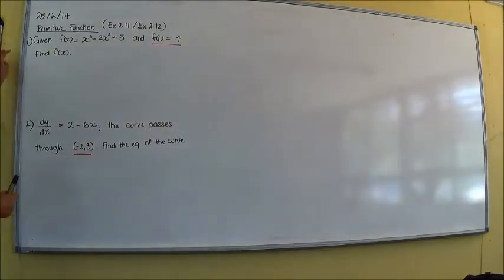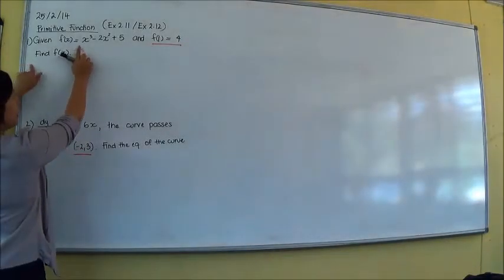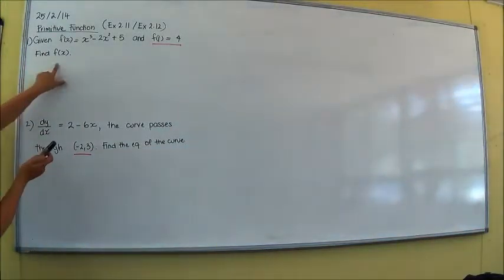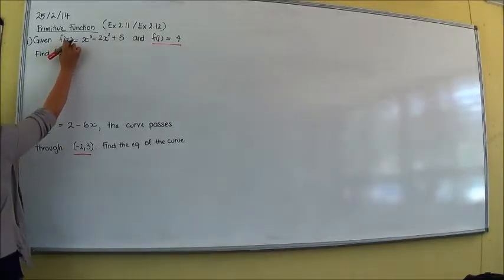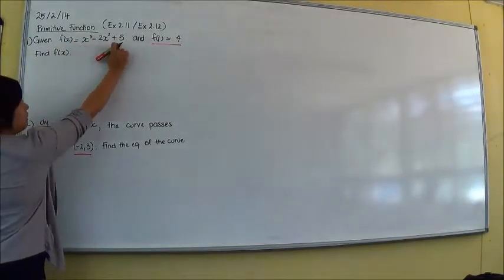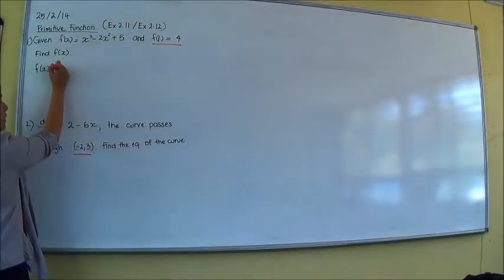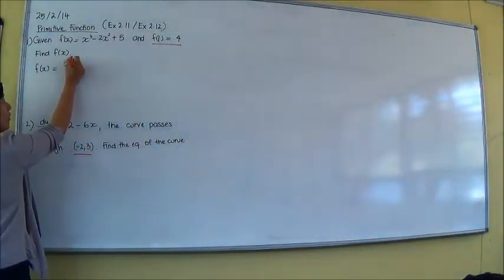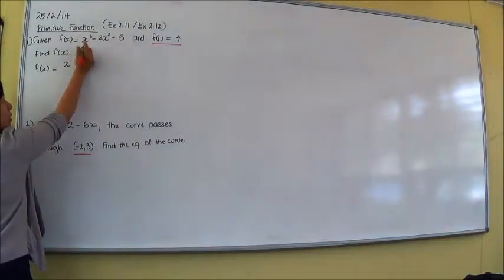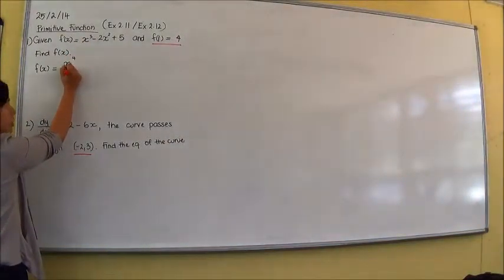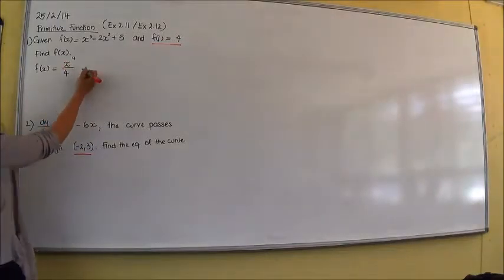So given that f dash is equal to x cubed minus 2x squared plus 5 and f(1) is equal to 4, find what f(x) is. So that's the derivative of f(x), so we have to integrate that. So let's integrate it. Do you remember what to do when you integrate? What do you do to the power? Yeah, you up the power by 1 and then divide it by the same power.